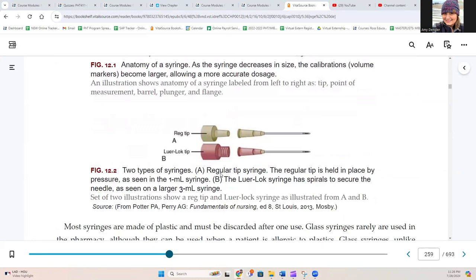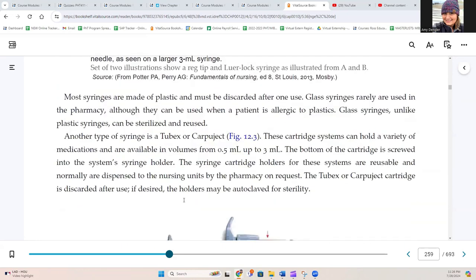Figure 12.2 shows our two types of syringes. A is a regular type syringe. This regular tip is held in place by pressure as seen in the 1 ml syringe. And B is the Luer lock. You can see the little screw there. It has spirals to secure the needle as seen on a larger 3 ml syringe.